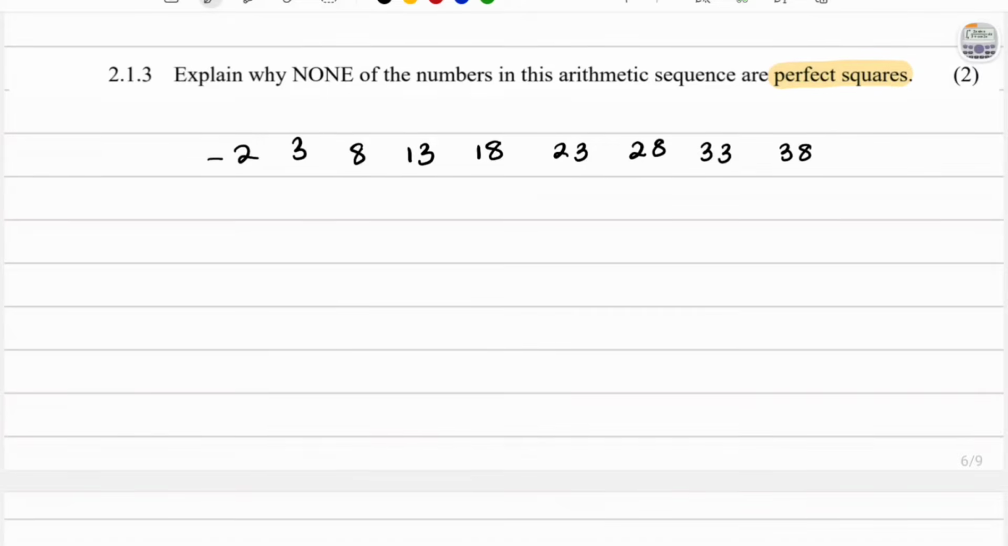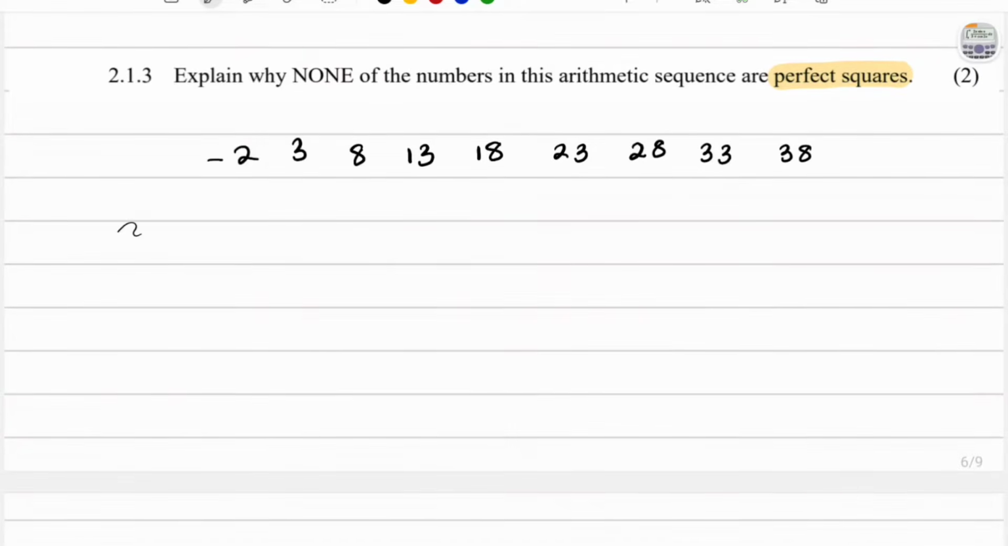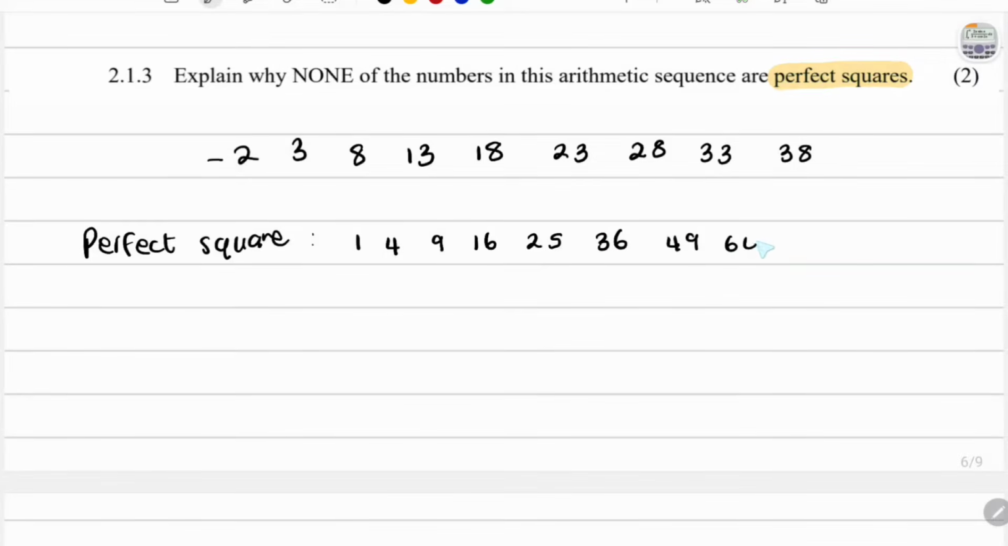Let's actually focus on what exactly perfect square numbers look like. If you have a perfect square, those numbers would work like this. If you take 1 squared, you get 1. 2 squared is 4. 3 squared is 9. 4 squared is 16. 5 squared is 25. And then 6 squared is 36. 7 squared is 49. 8 squared is 64. 9 squared is 81. 10 squared is 100, right?